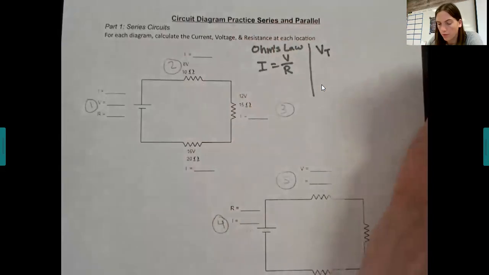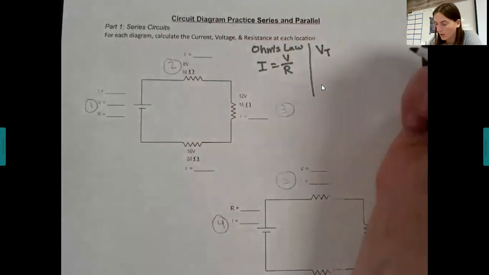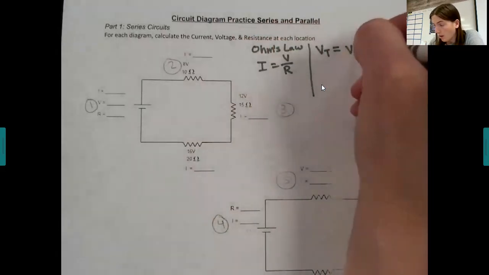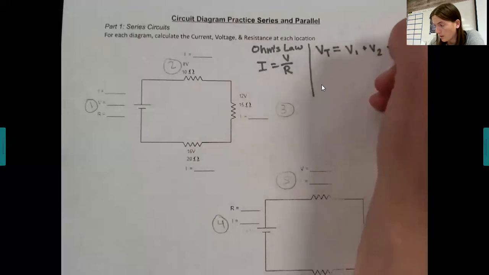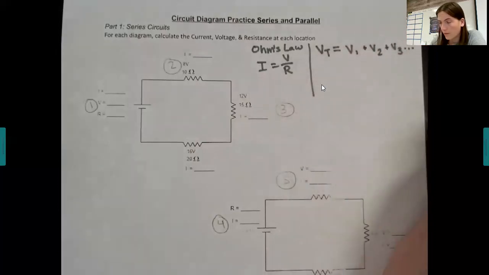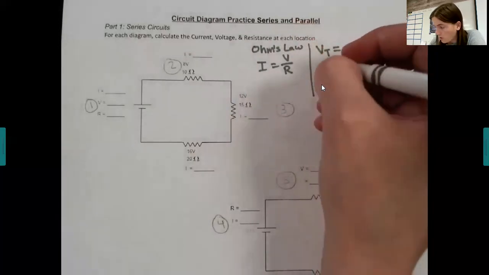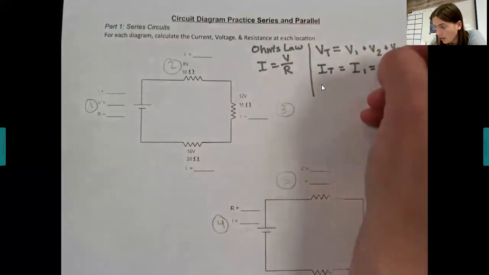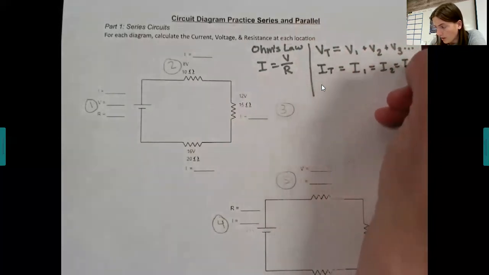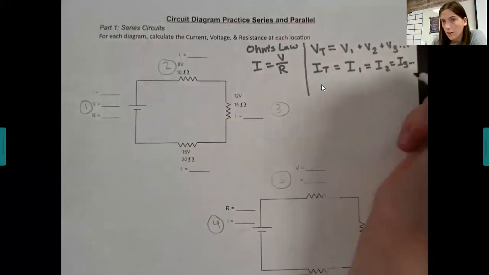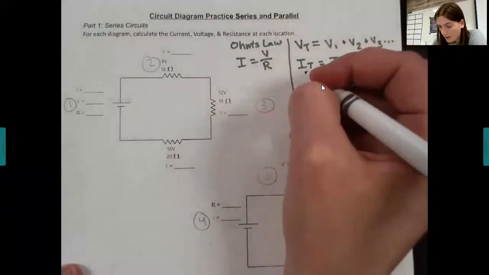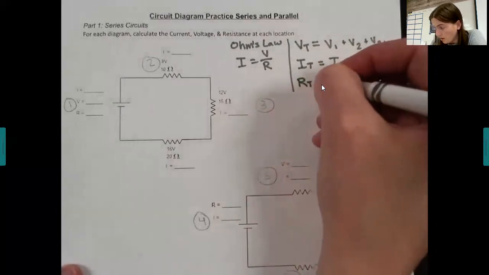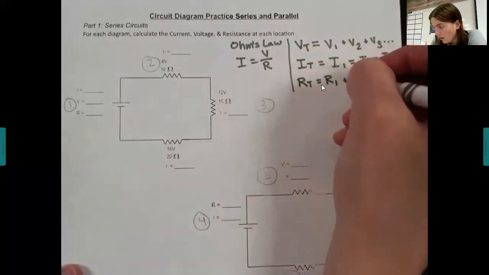Here are some things that'll help you. When it comes to voltage in a series circuit, the total voltage is equal to the sum of all the parts. The total current is the same throughout the whole diagram. And then lastly, the total resistance is also the sum of all the parts.